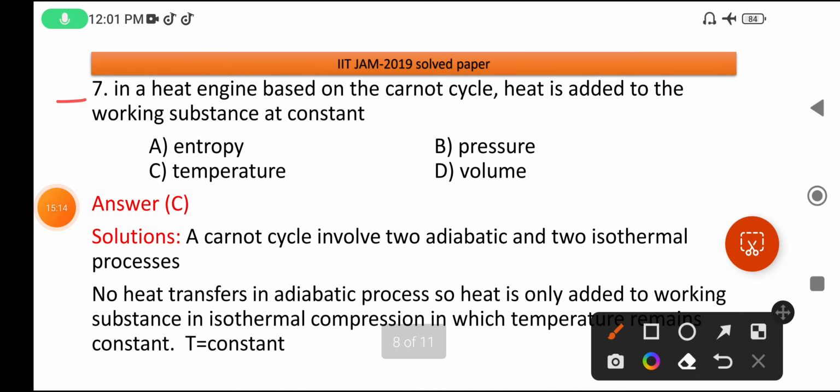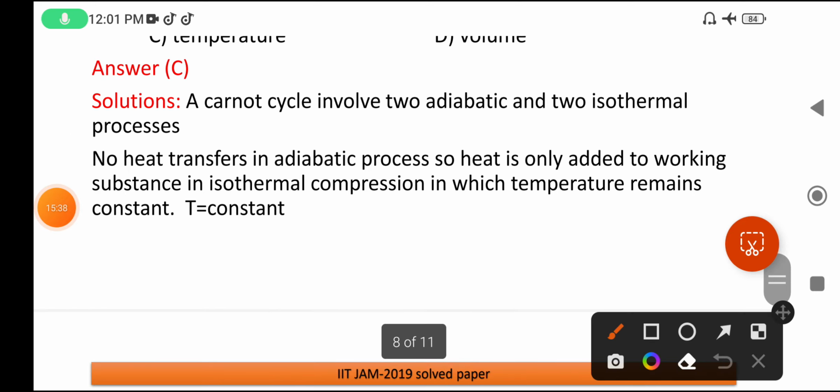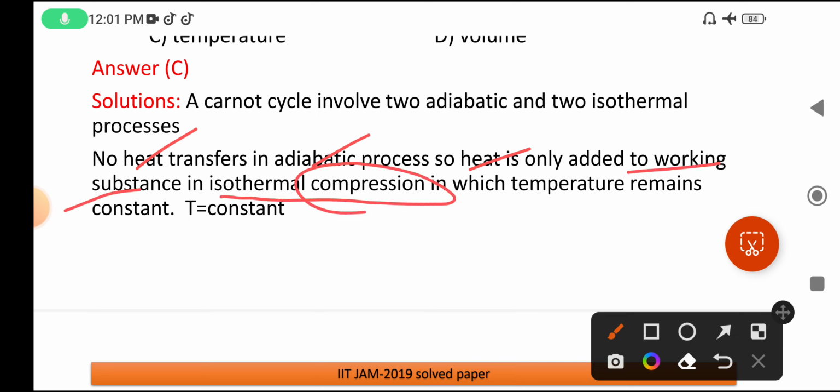Next, in a heat engine based on Carnot cycle, heat is added to the working substance at constant what? A Carnot cycle involves two adiabatic and two isothermal processes. No heat transfers in an adiabatic process. Adiabatic process means heat energy is constant. So heat is only added to the working substance in isothermal process.